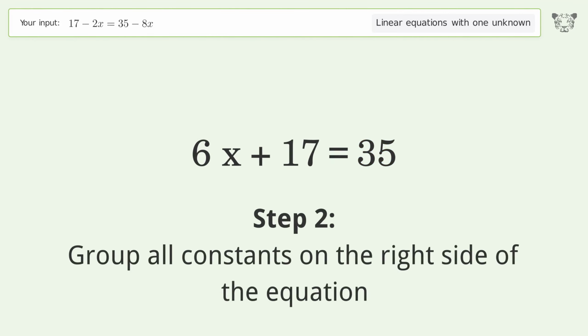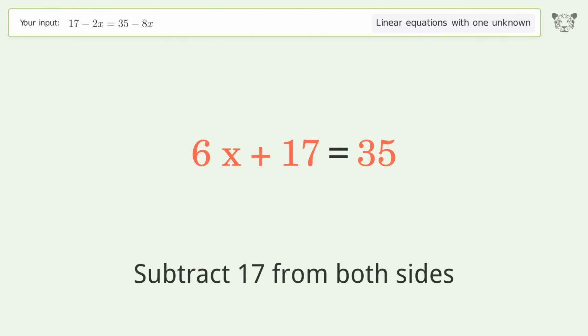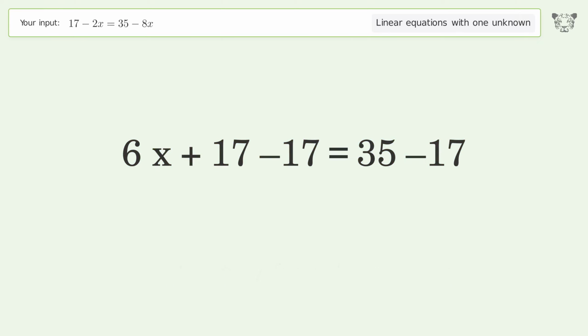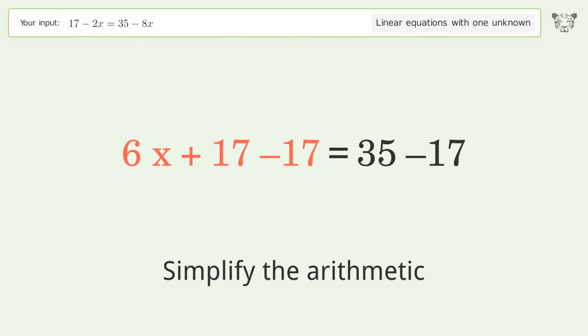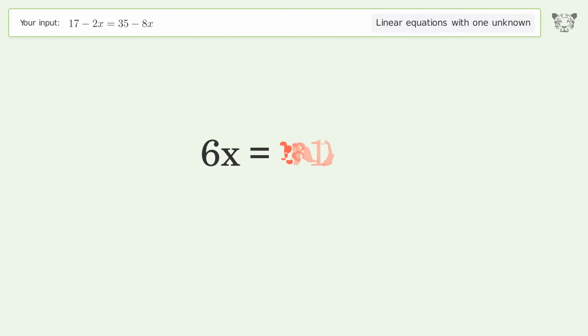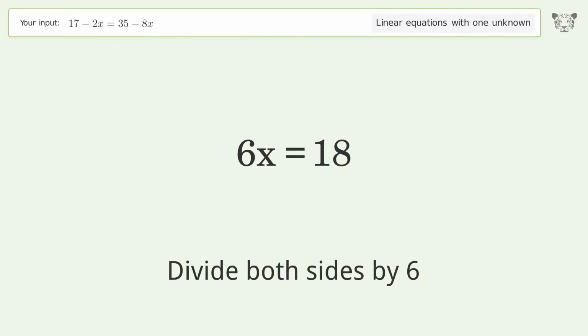Group all constants on the right side of the equation. Subtract 17 from both sides. Simplify the arithmetic. Isolate the x. Divide both sides by 6.